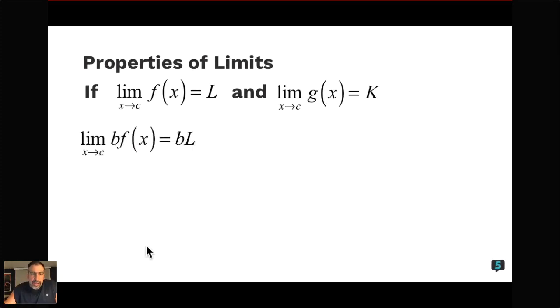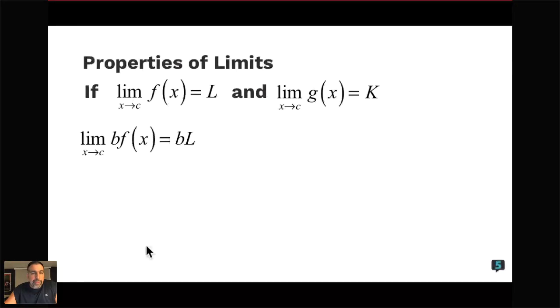So in this case, it looks very much like the first one, the limit of f of x as x approaches c. Well, all we've done is multiply it by a constant b. So all that means is the constant automatically gets translated into the answer. Before the answer was L, now the answer is going to be that same answer L, but we're going to multiply it by a factor of b.